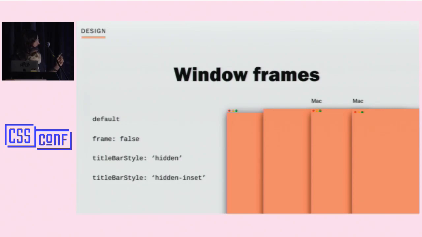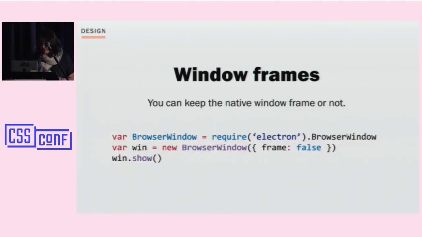On Mac, you have a couple more options for the title bar style. You can do title bar hidden and hidden inset. And the only difference is the traffic lights are positioned in a slightly different way. But that gives you the ability to push your app full bleed, but not have to implement the traffic lights yourself. So you make the decision when you define your browser window to set the frame to false before it shows.